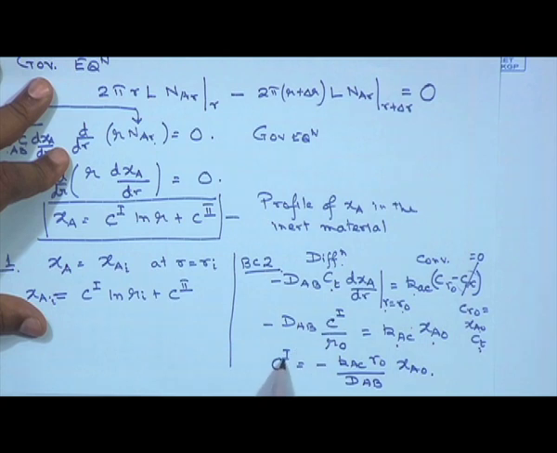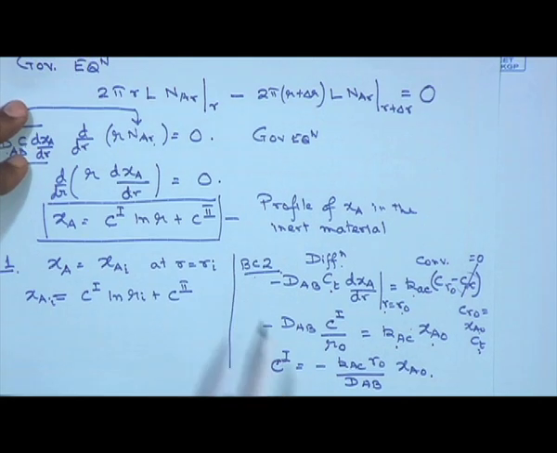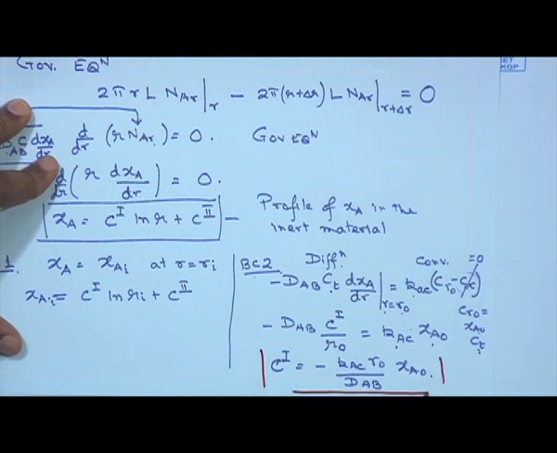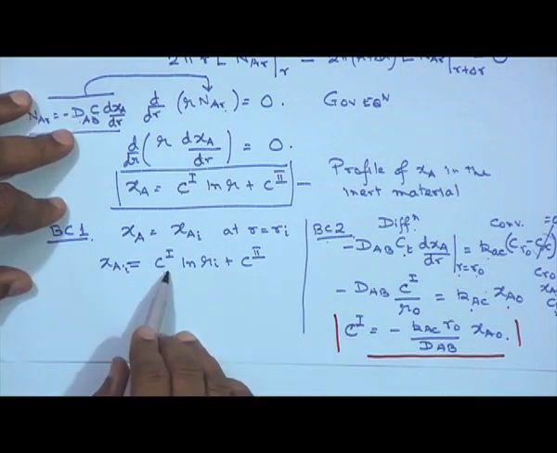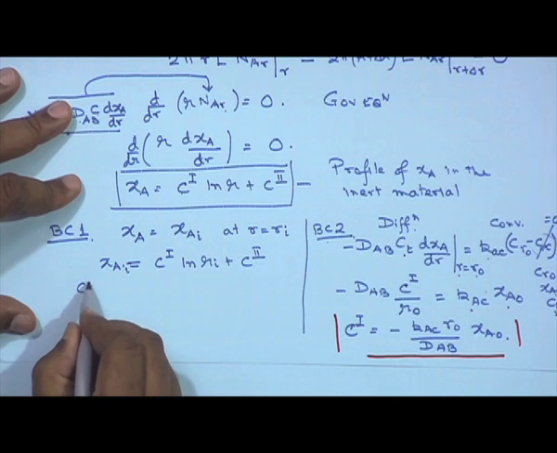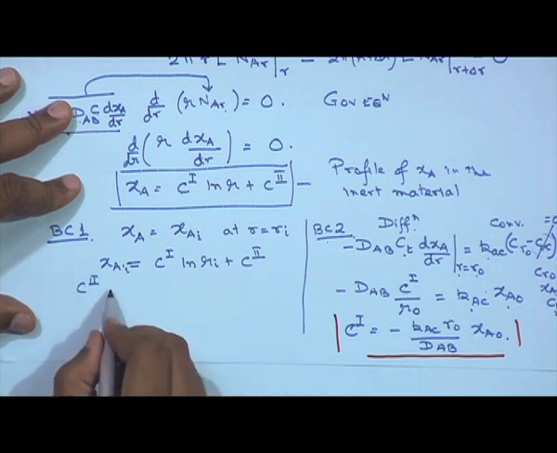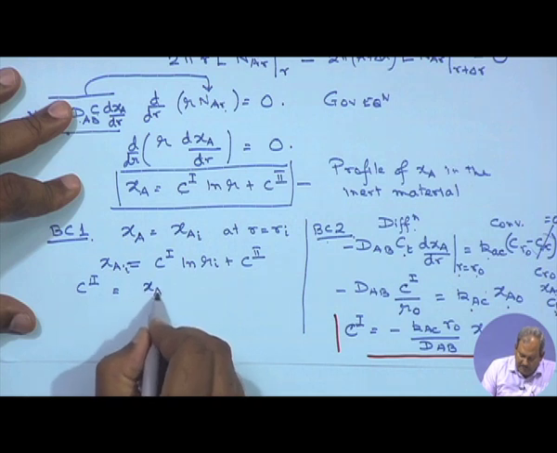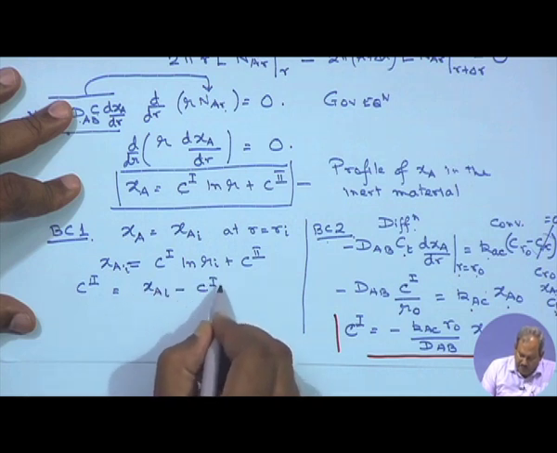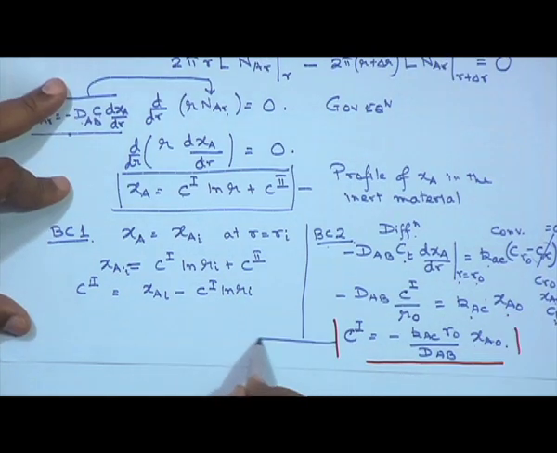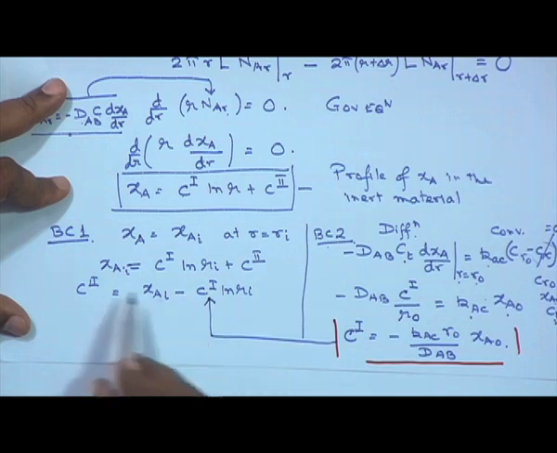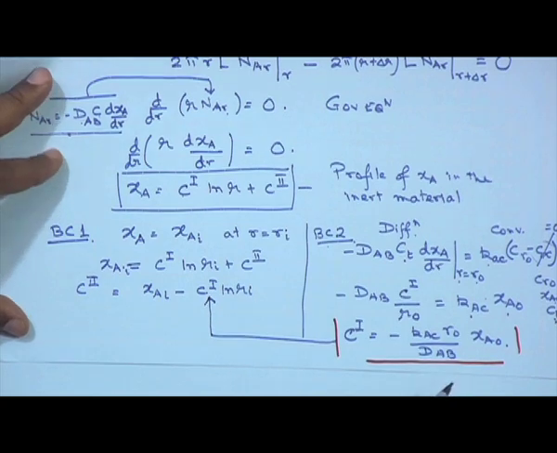So, the expression for the first integration constant can be obtained through the use of the second boundary condition. So, this is what we have obtained as the expression for the first integration constant. This can now be put in here. So, therefore, you would get C2, the other constant, which would simply be equal to XAI minus C1 ln rI, and then I am going to put the expression for C1 in here to obtain the expression for C2.